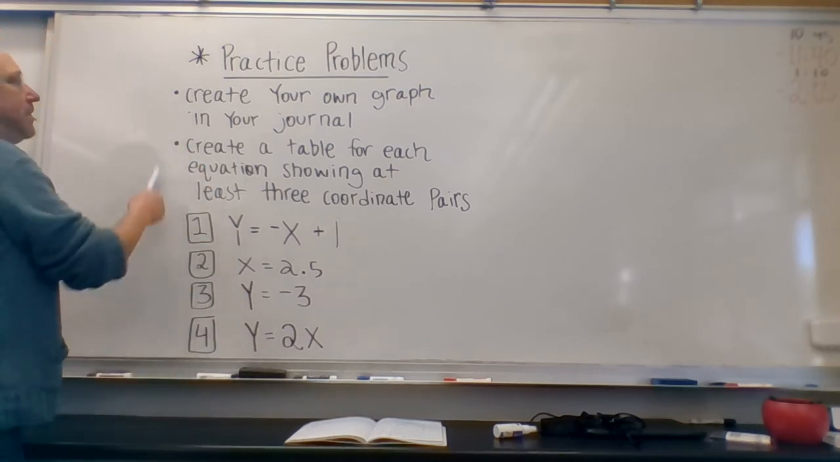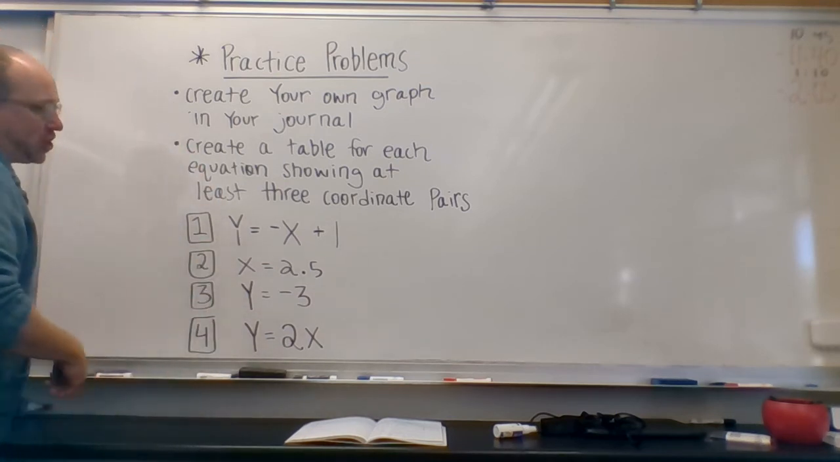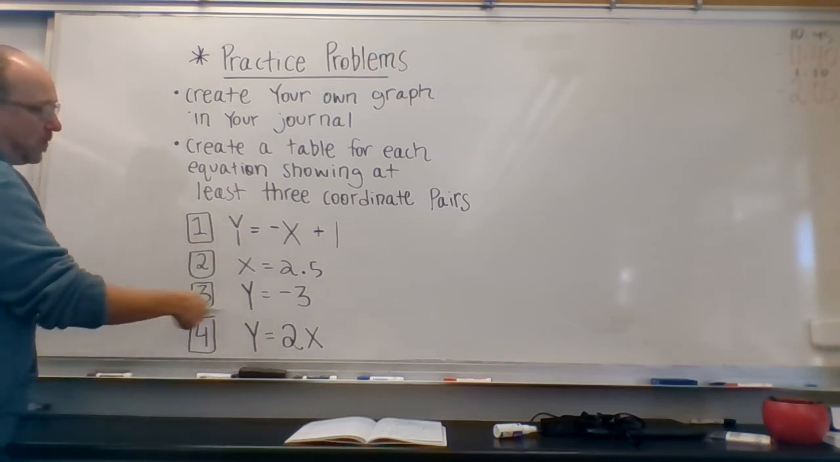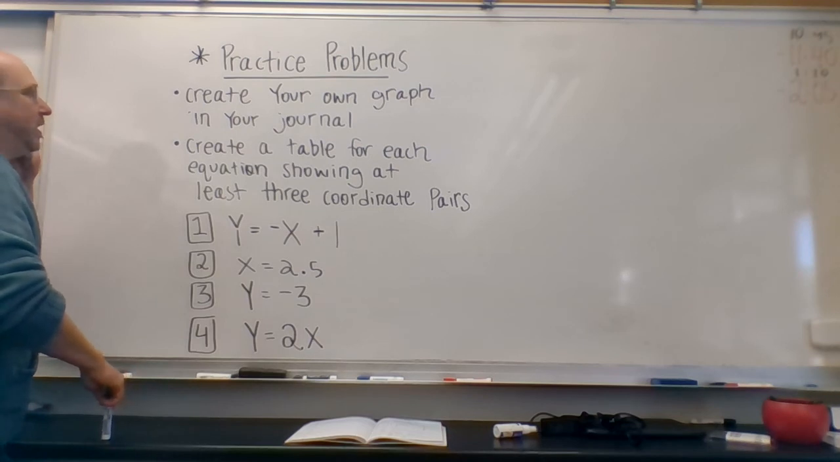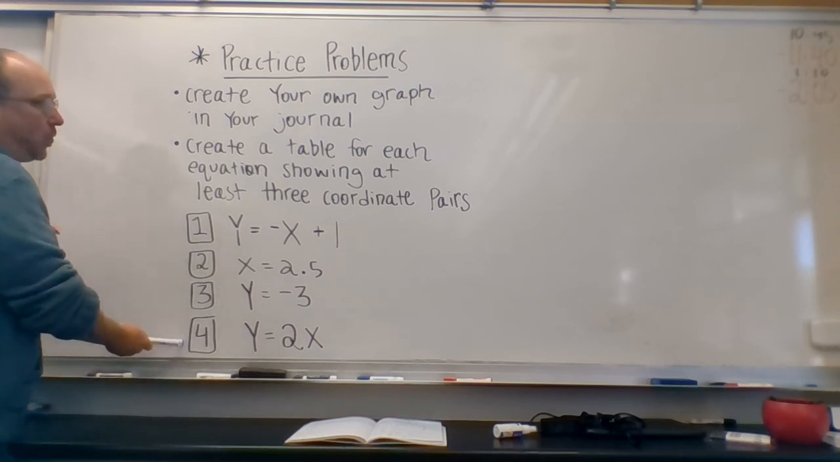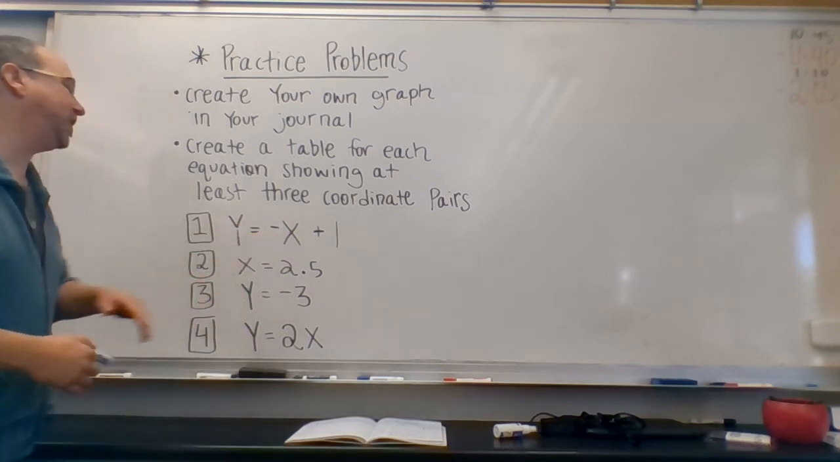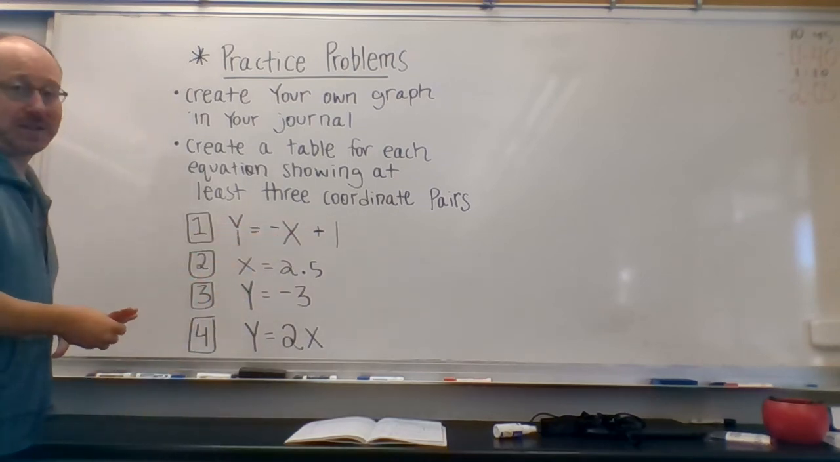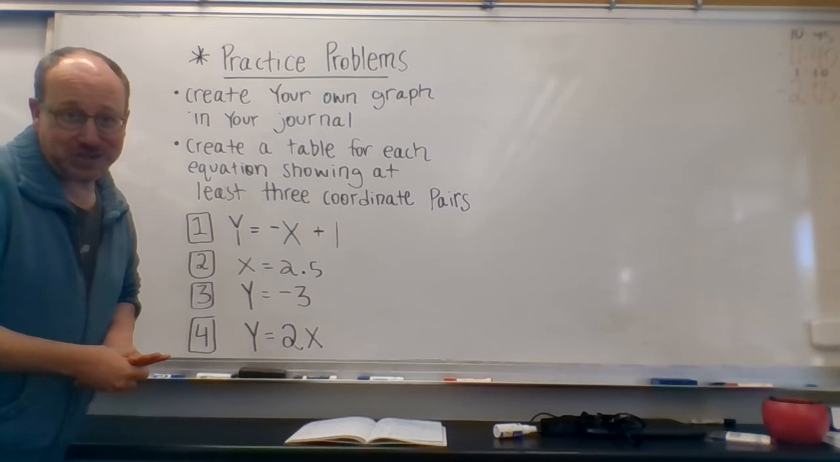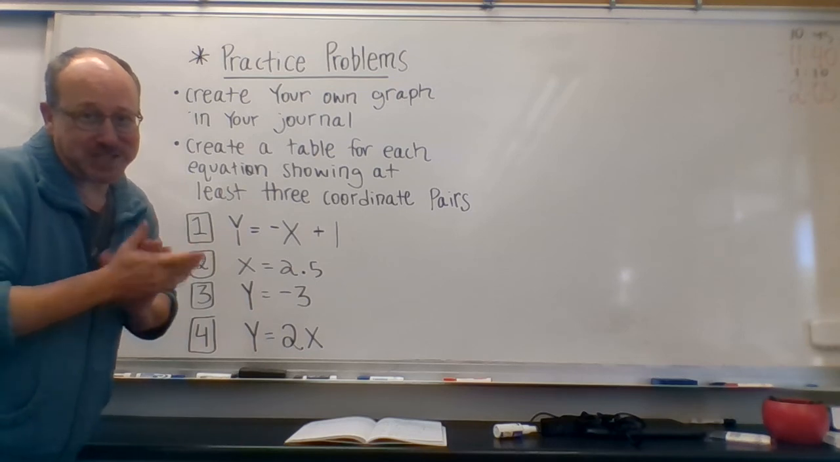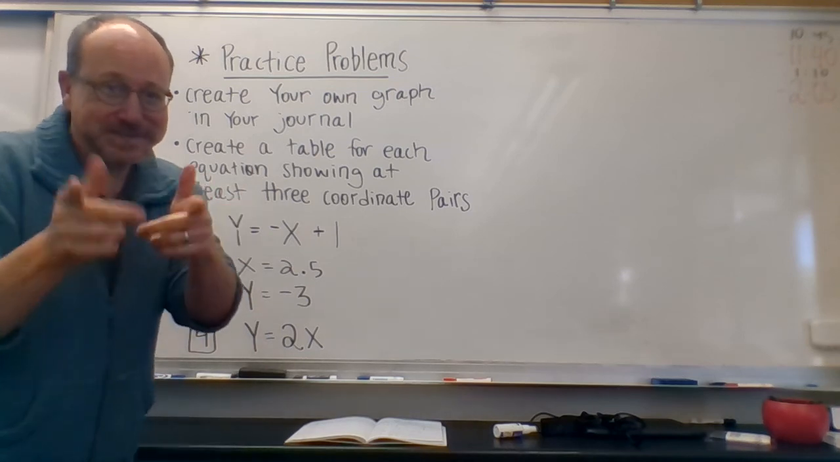So create your graph, create a table for each equation, and in this case, that's only going to be 1 and 4 because you've got horizontal and vertical lines in 2 and 3. And for 1 and 4, show at least 3 coordinate pairs, meaning choose 3 values for x to put into your table and find those coordinates. All right, this is good stuff. This is important algebra stuff here. So you got it.